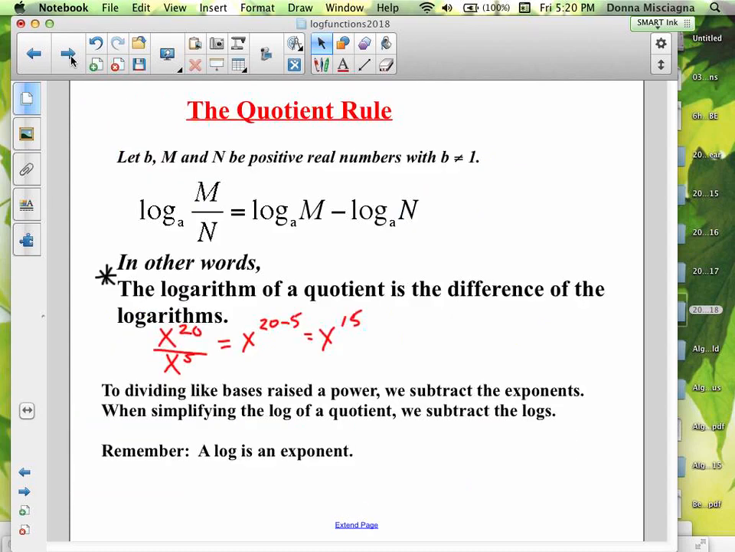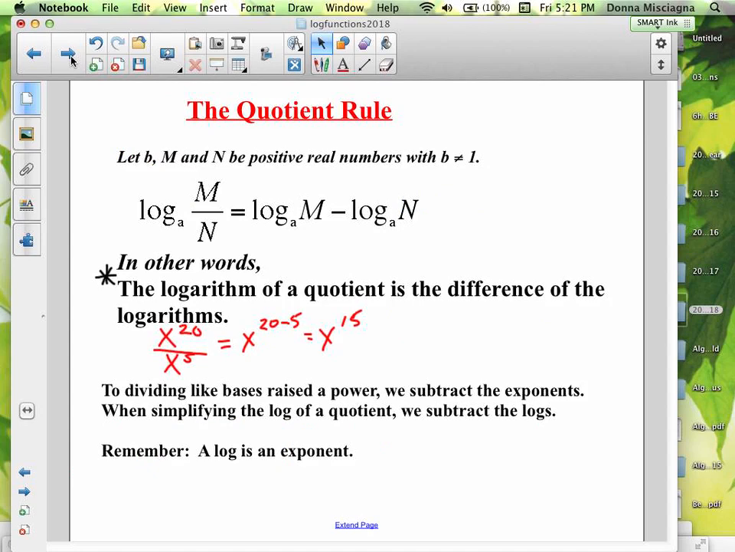All right, so if we add exponents to multiply, what do we do to divide? We subtract exponents. All right, so let b, m, and n be positive real numbers. So we just have a log of some number divided by some other number, or some variable that represents a number divided by some other variable that represents a number. We can take that quotient and change that into the difference of logs. So in other words, the logarithm of a quotient is the difference of the logarithms.